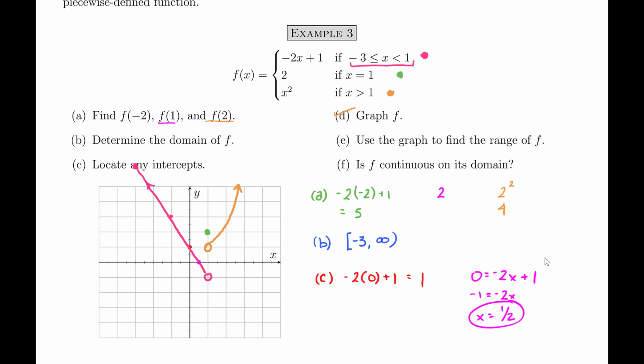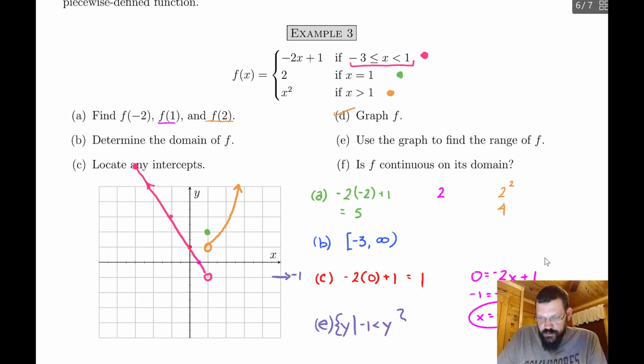So where is it defined vertically? The lower bound is right here at -1, but it's not defined to be -1. But then it is defined all the way up. The parabola continues on infinitely. So it is defined all the way up to positive infinity. So our range is all y such that y is greater than, but not greater than or equal to, -1. And it goes on up to infinity. So we can just stop right there.